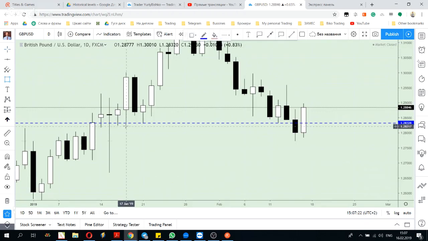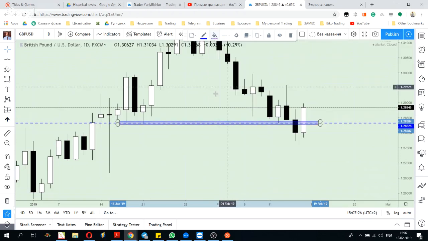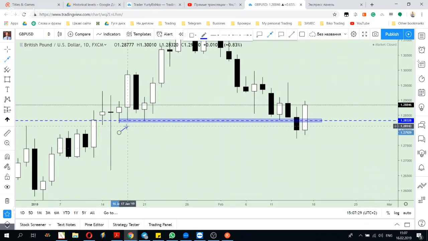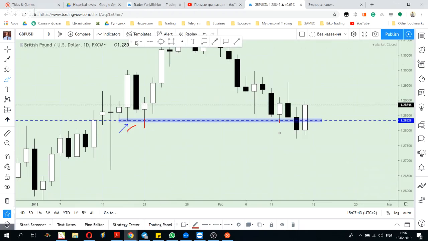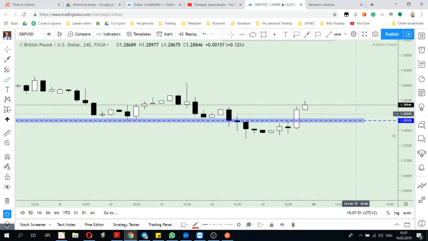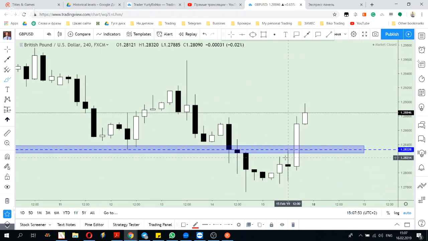Take a look at this level on British pound, from which price bounced really pretty nicely. Take a look here, here, and here. On how many daily candles it bounced really nicely from that level. It is a signal that the market really respects that level. And also take a look at our picture. Before price broke it, there was a bounce.